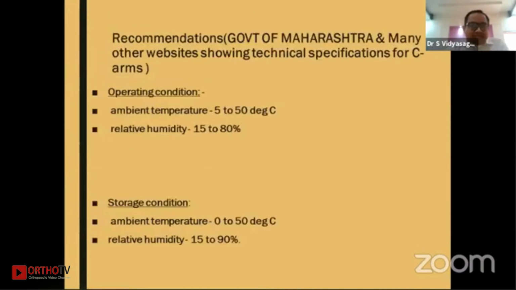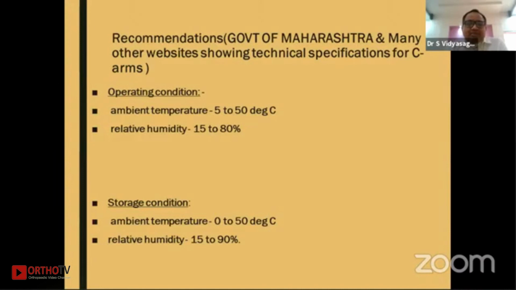So what are the recommendations with regards to humidity? I have searched the whole of the internet and I was able to find these. The government of Maharashtra has very specifically given recommendations for maintaining the operating as well as the storage conditions. Storage is one of the most neglected things of our C-arms, because where you keep the C-arm also plays a big role in how it is going to function. I had a lot of issues once: during a PFN case, the wire was inside the hip screw, and the C-arm got shut. That was the issue I had faced.